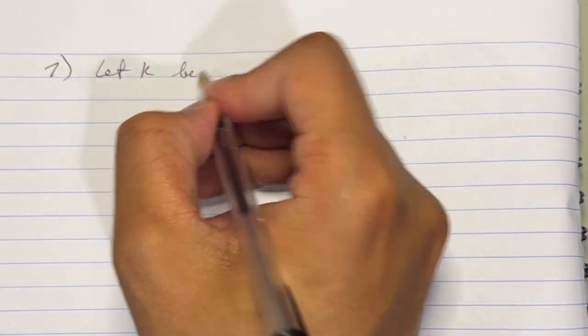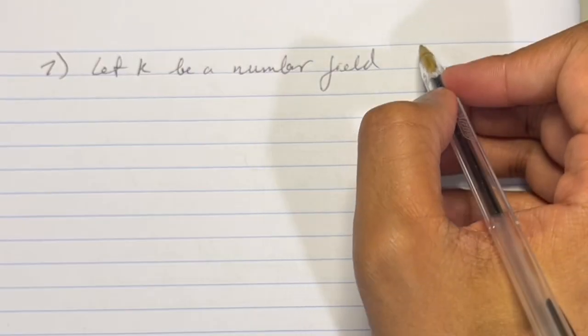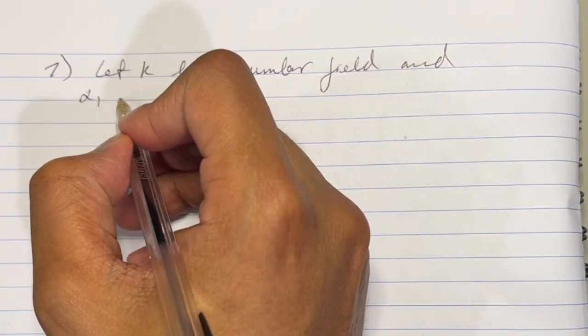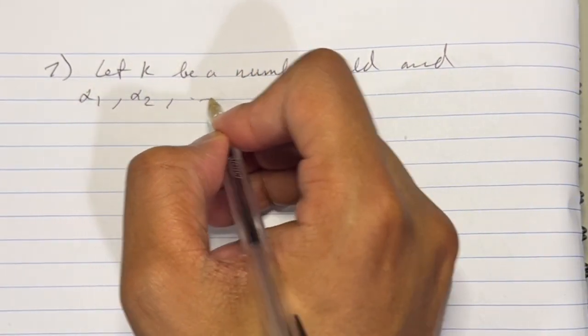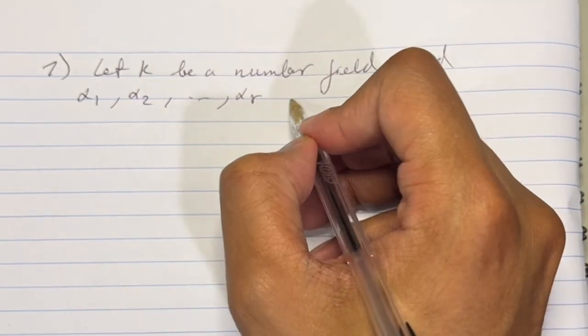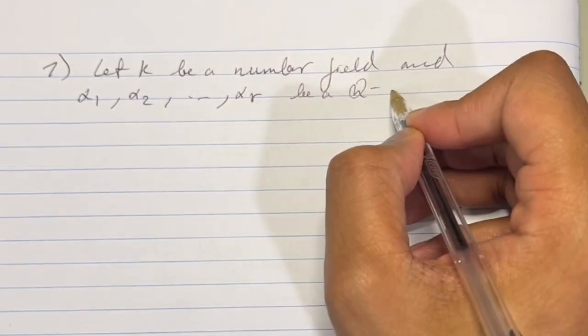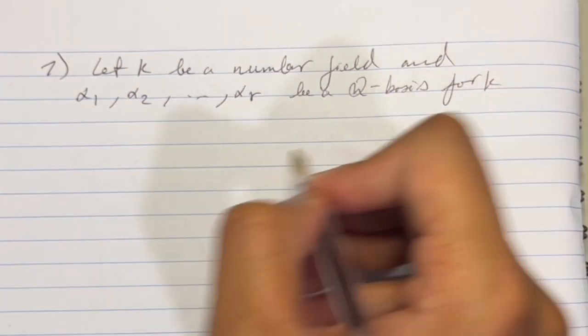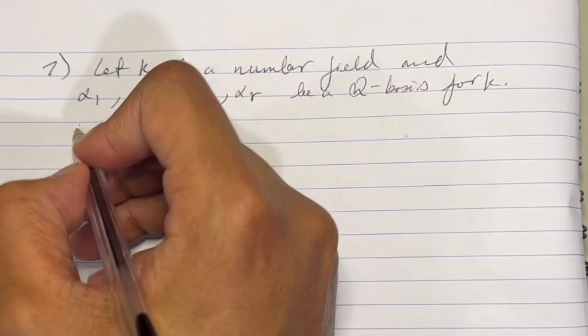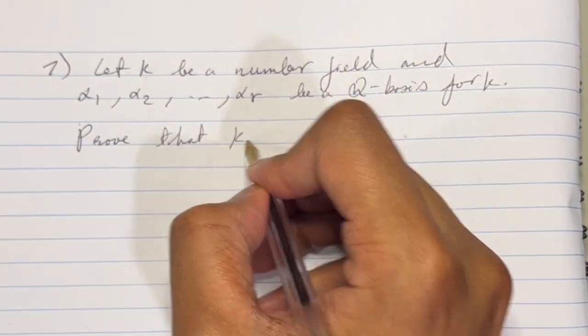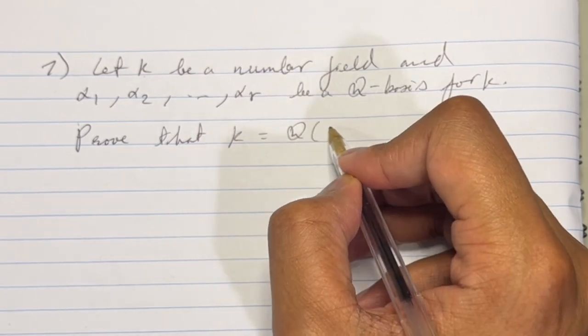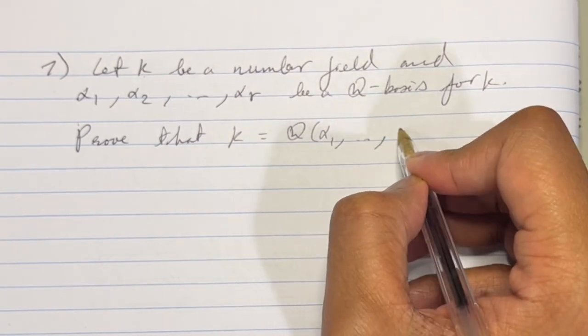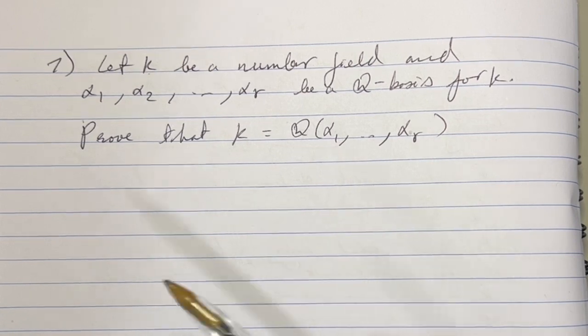This is question 7 in MA3A6 sheet 1, and it says: let K be a number field and α1, α2 up to αR be a Q basis for K, which is this K. Prove that K is Q adjoin α1 all the way to αR. Okay, so let's go through a few definitions first.